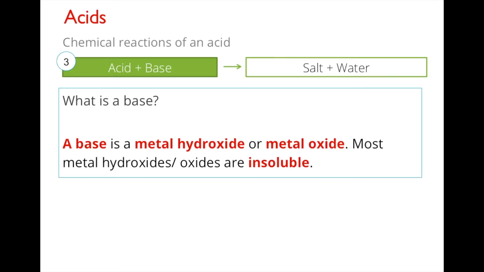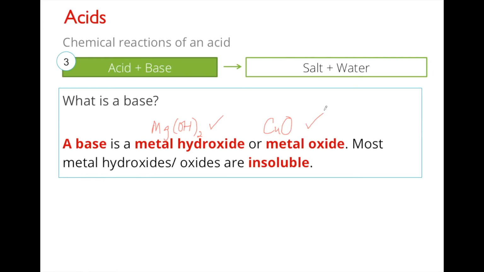Now, we move on to the third acid-base reaction. What is a base? A base is a metal hydroxide or metal oxide. Okay, so long as it's a metal hydroxide or metal oxide, it is a base. For instance, give me a metal. Okay, say magnesium. Magnesium is a metal, so magnesium hydroxide is considered a base.